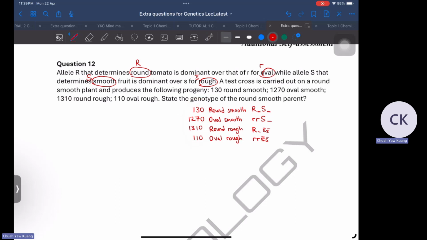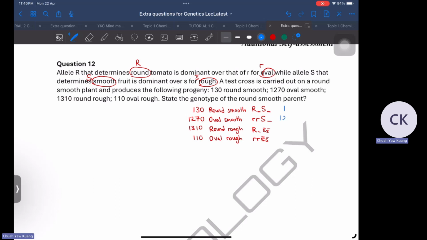To get the ratio, we divide everything by the smallest number here, which is 110. Let me get the calculator. 130 divided by 110 is around 1 point something, so the ratio will be 1 first. Then 1270 divided by 110 is around 12 point something.